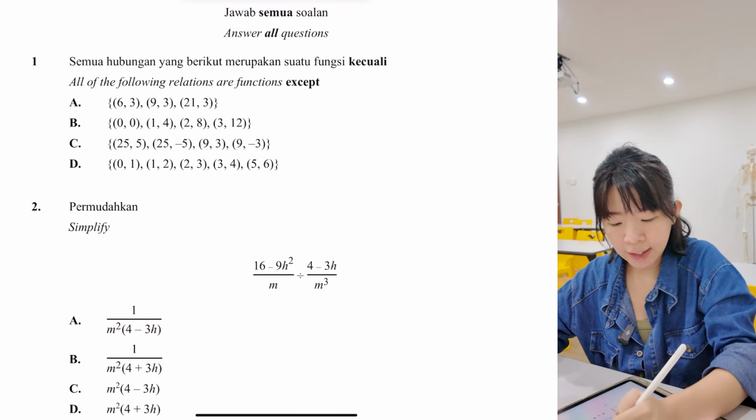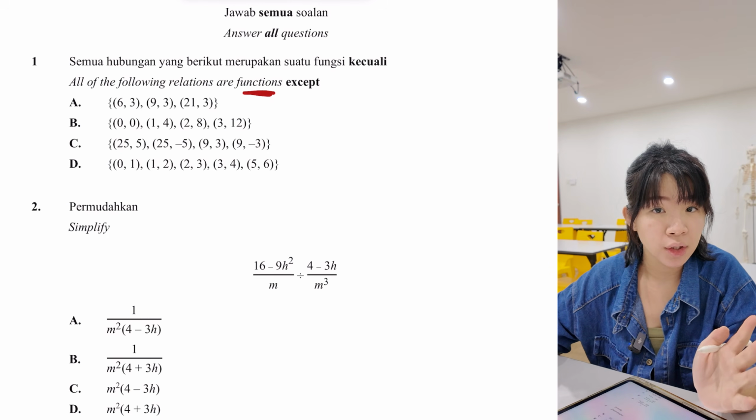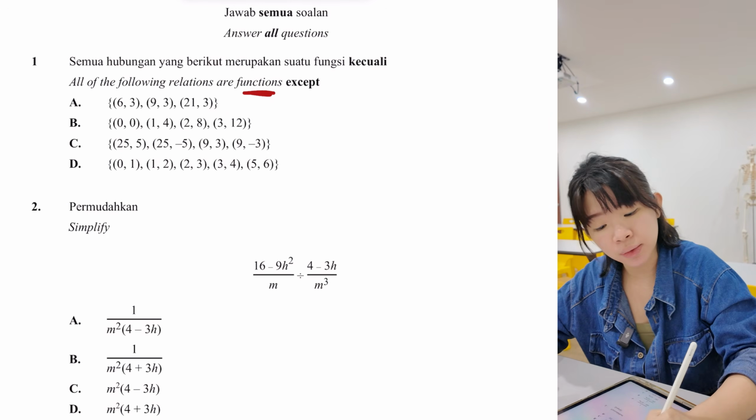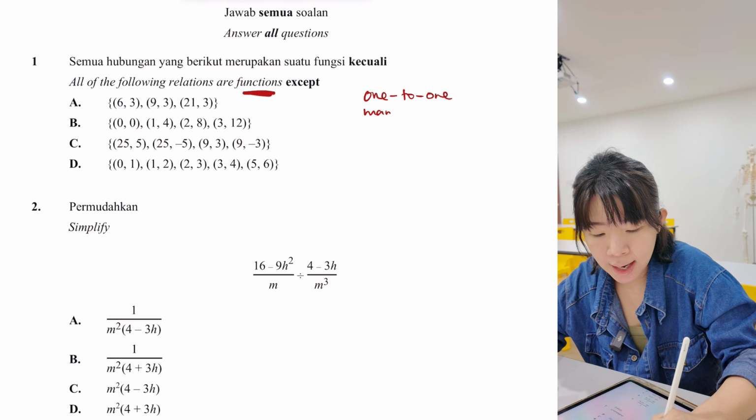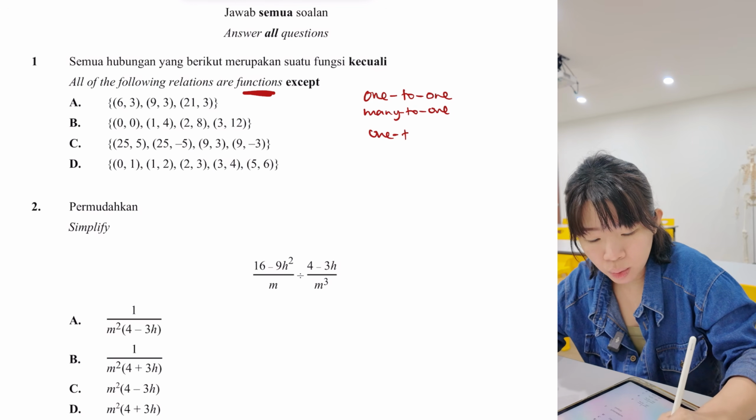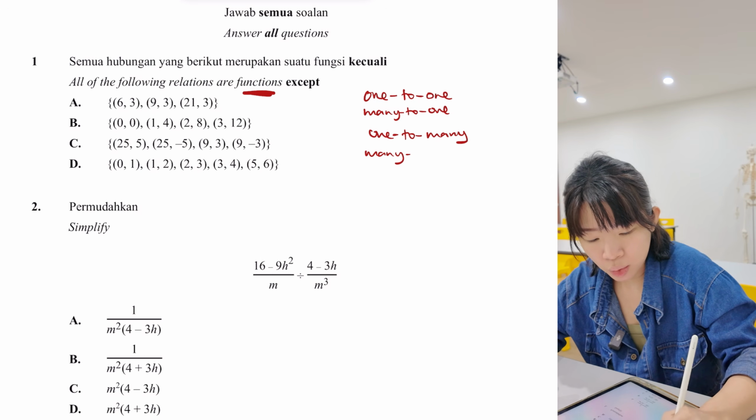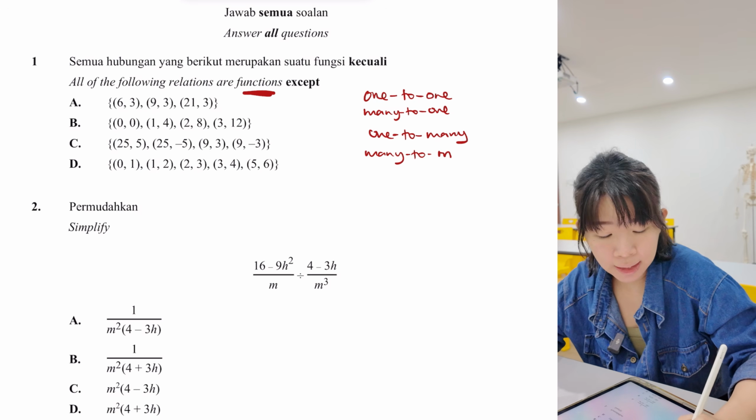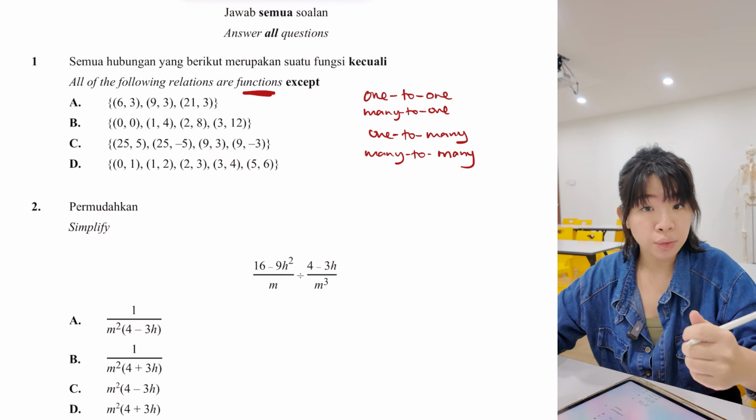All of the following relations are functions except, okay, what type of relation do we have? So we have a total of 4 relations. We have 1 to 1, many to 1, 1 to many, and many to many. Okay, banyak kepada banyak. Now, how do all these relations look like?